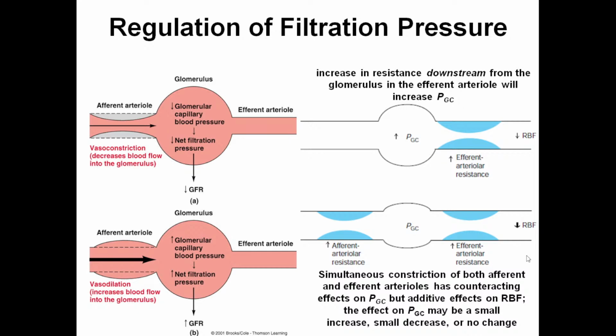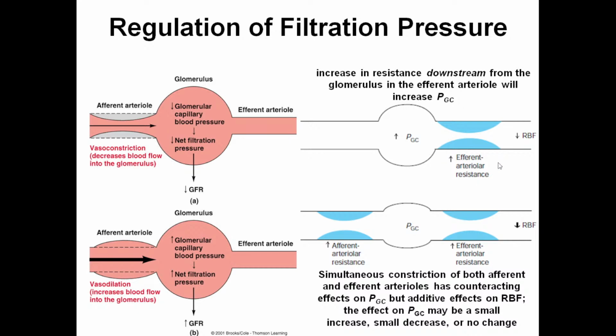Now, afferent and efferent arteriolar resistance. Constriction of either arteriole increases vascular resistance and reduces renal blood flow, while afferent arteriolar constriction decreases the blood flow into the glomerular capillary, thus decreasing the hydrostatic pressure and the GFR. By contrast, if there is constriction of the efferent arteriole, which increases outflow resistance from the glomerular capillary, the hydrostatic pressure in the glomerulus increases, and so does the GFR.